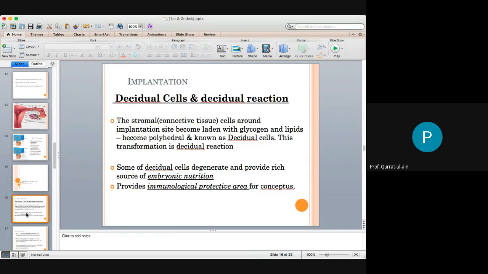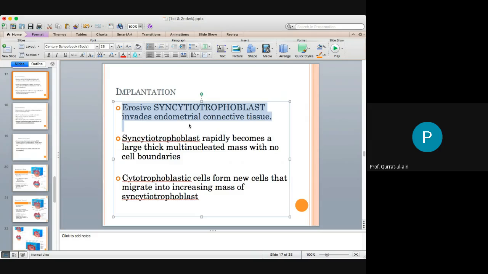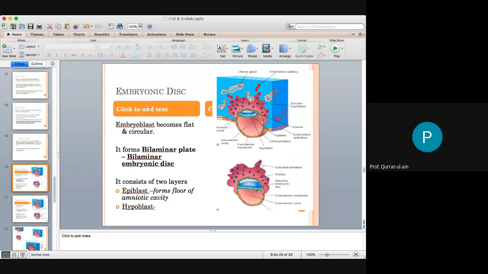So there will be a decidual reaction at the start of the second week, as soon as the syncytial trophoblast starts eroding. So the implantation process is the first step in the second week, and that is by the syncytial trophoblast along with the decidual reaction in the endometrium. And the syncytial trophoblast, which was initially only on one side, just a finger-like extension, as it drags the blastocyst inside, is growing all around.